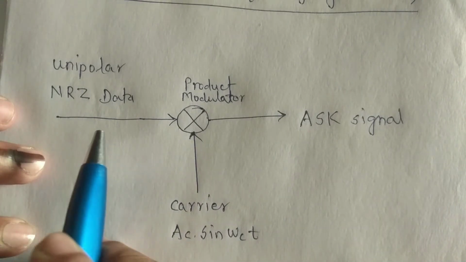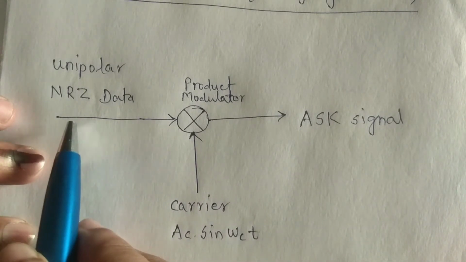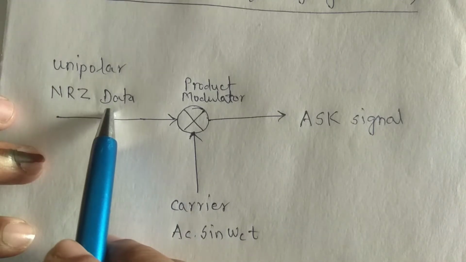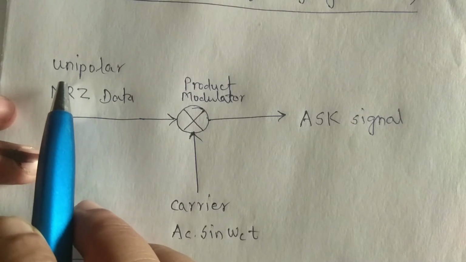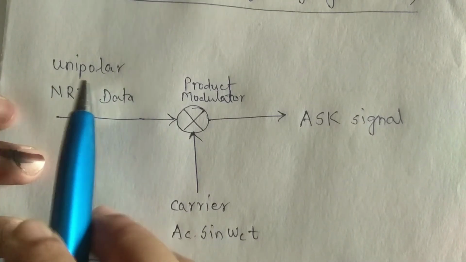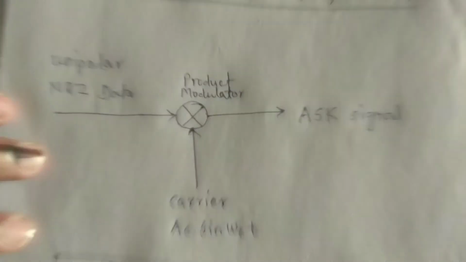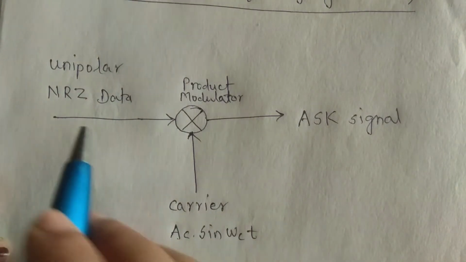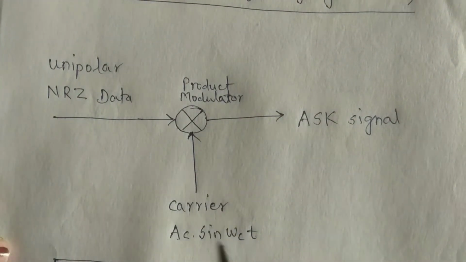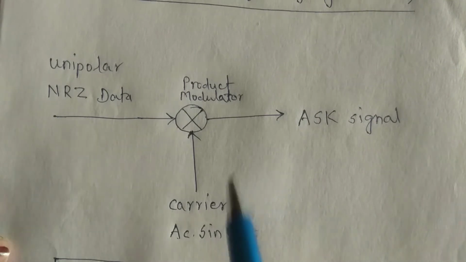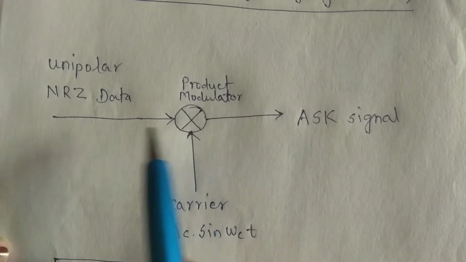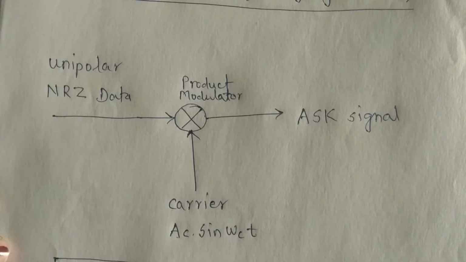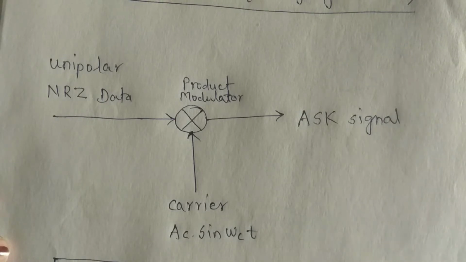For this we are taking input digital data in the form of unipolar NRZ, meaning the input signal will be using either positive or negative polarity. This unipolar NRZ data we are going to multiply with the carrier signal by using a product modulator, and if we multiply these two signals then we will get the ASK signal as output. So let us see how the waveform will occur.